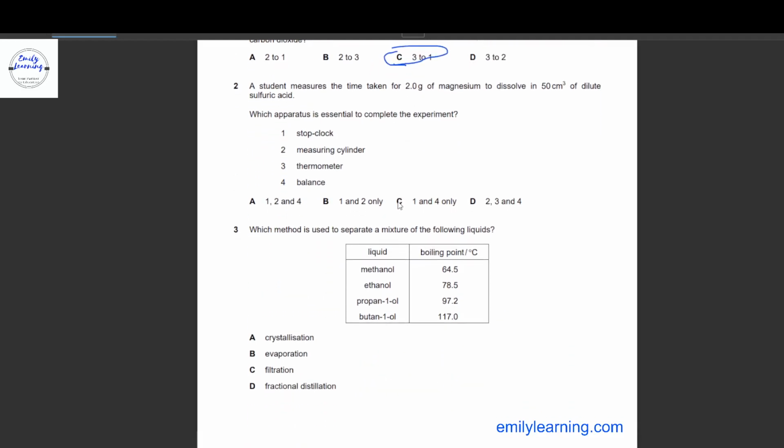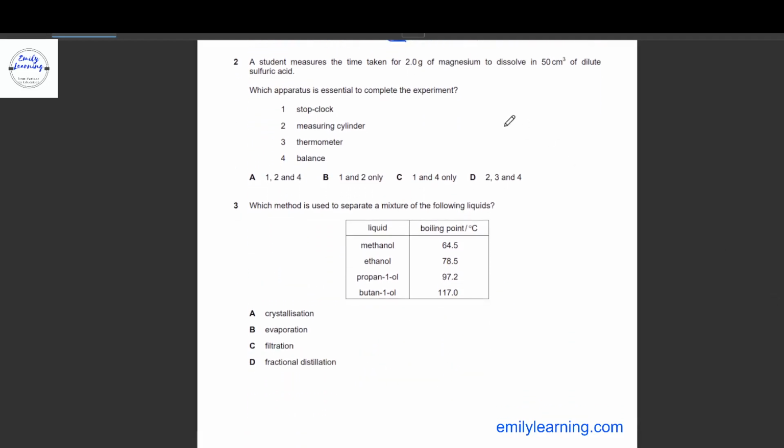Moving on to question 2. A student measures the time taken for 2 grams of magnesium to dissolve in 50 cm³ of dilute sulfuric acid. Which apparatus is essential to complete the experiment? In other words, they want to find the time taken for 2 grams of magnesium to dissolve in 50 cm³ of sulfuric acid, and we're interested in the time.